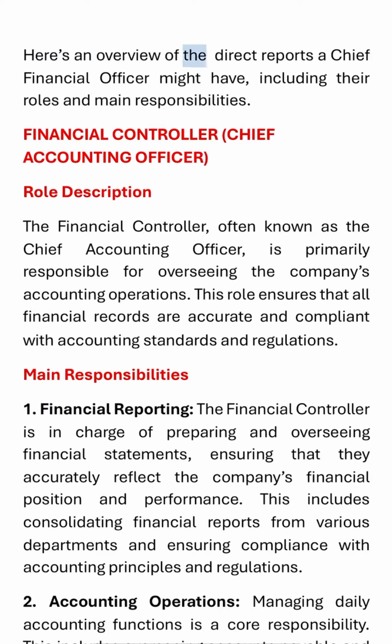Here's an overview of the direct reports a chief financial officer might have, including their roles and main responsibilities. Financial Controller, Chief Accounting Officer. Role description. The financial controller, often known as the chief accounting officer, is primarily responsible for overseeing the company's accounting operations. This role ensures that all financial records are accurate and compliant with accounting standards and regulations.